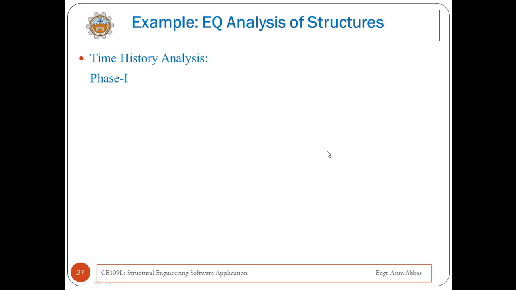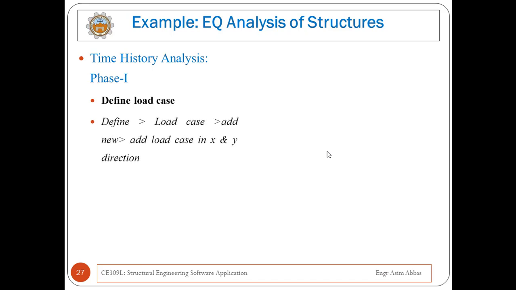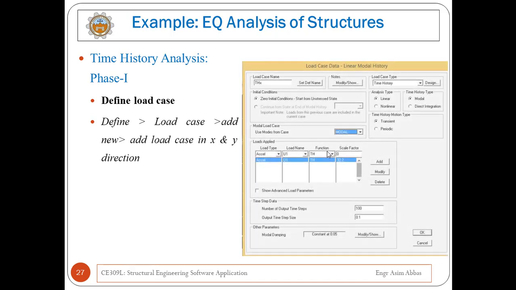Once the time history function is defined, the next step is to define load cases for time history along the x and y directions. So go to Define, then Load Cases, and Add New Load Case. I will define load cases for time history along the x and y directions. When this window opens, first of all I will change the load case name to Time History X. From Load Case Type I will change Static to Time History. And then I will enter load values in the Loads Applied.